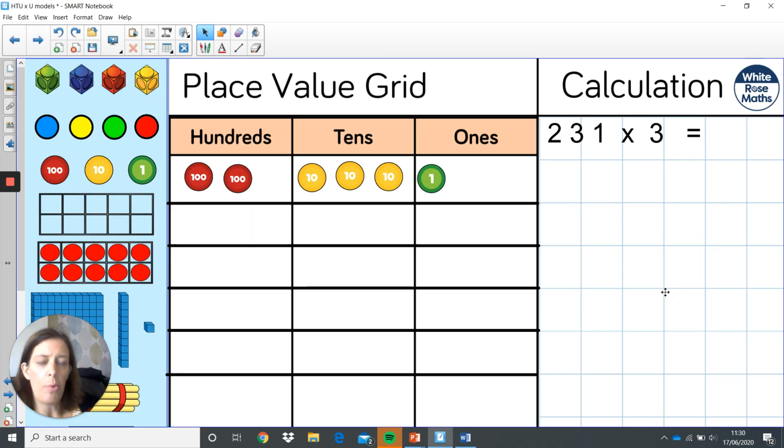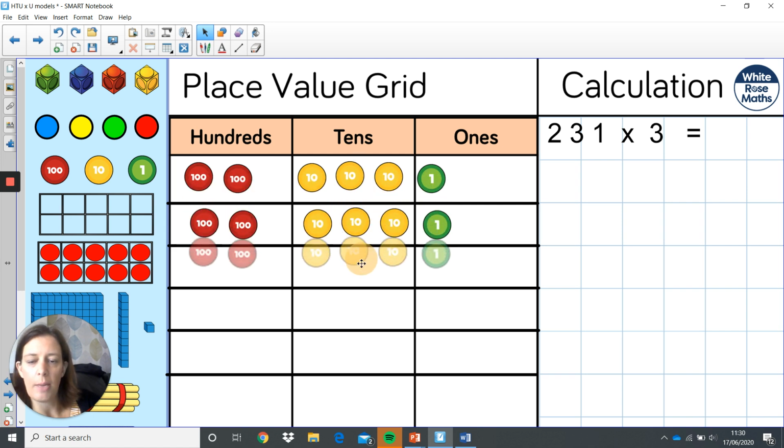Just like when we were doing it with 2-digit numbers, it's the same idea when we're doing it with 3-digit numbers. So I've made the number here 231 times 3. So I want 231 3 times. So here's my 231 and I want it 3 times.